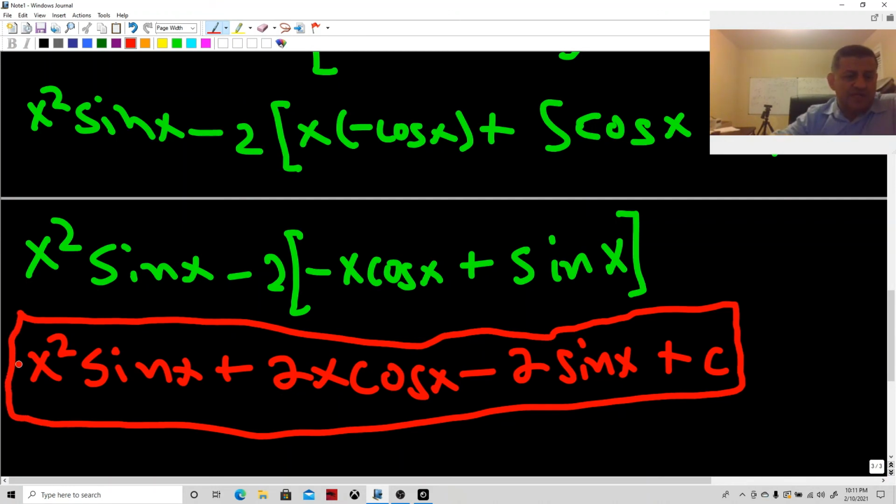So the answer is x squared sine x plus 2x cosine x minus 2 sine x plus c. That is the answer, right?